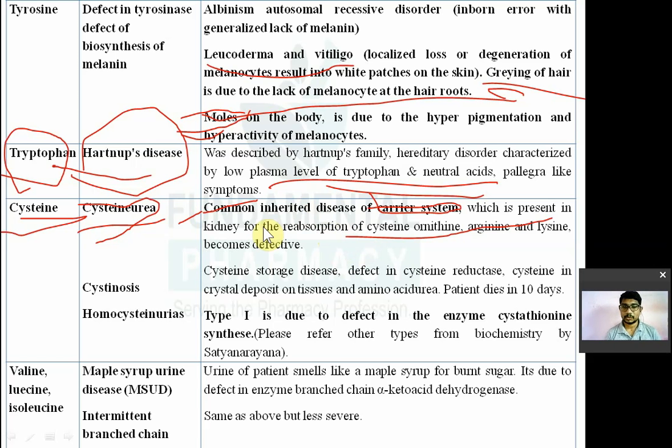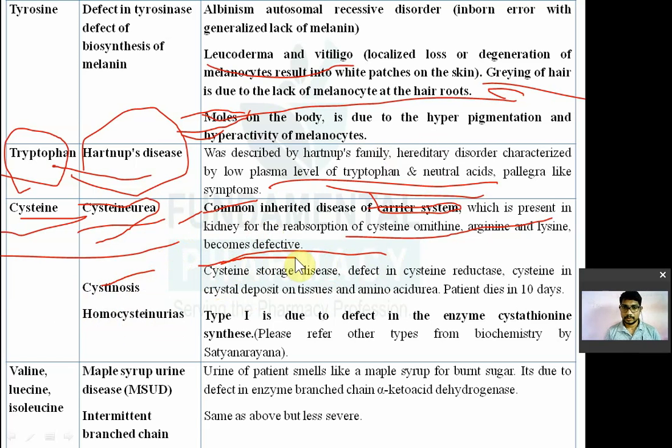Okay. Then next one is cystinosis. Cystinosis means cystine storage disease. It is a cystine storage disease. So your body will not be able to store this cystine properly. It is a defect in the cystine reductase enzyme. Due to defect in the cystine reductase enzyme, cystine crystals deposit on the tissue and amino aciduria occurs. That means इसमें क्या होता है कि देखो cystinosis मतलब it is a storage disease. It is a storage disease of cystine. So due to defect in the cystine reductase, cystine crystals get deposited into various body tissues and you may suffer from amino aciduria.